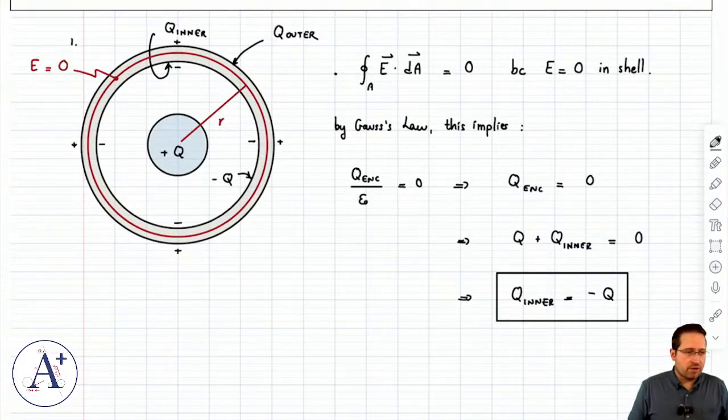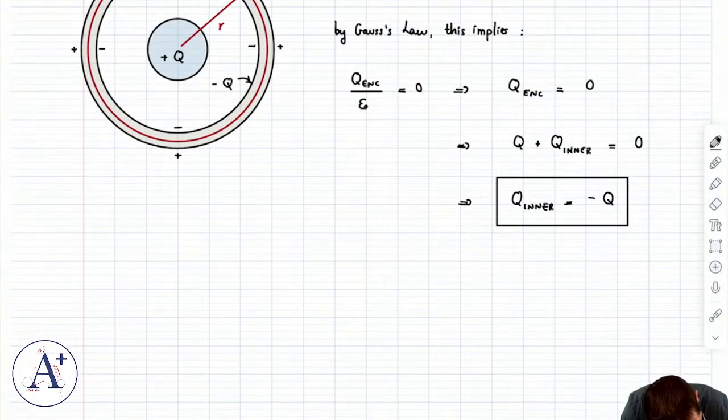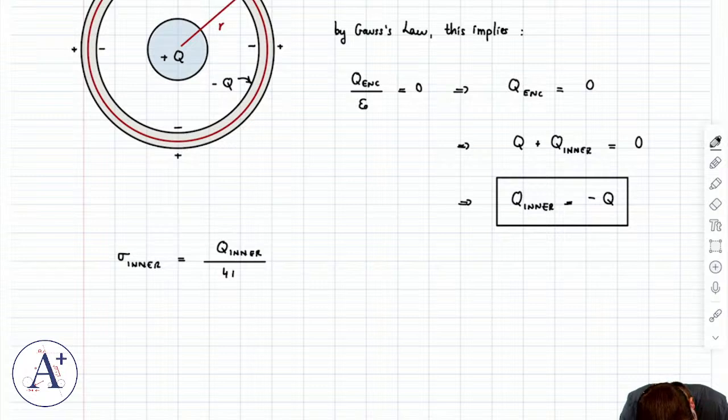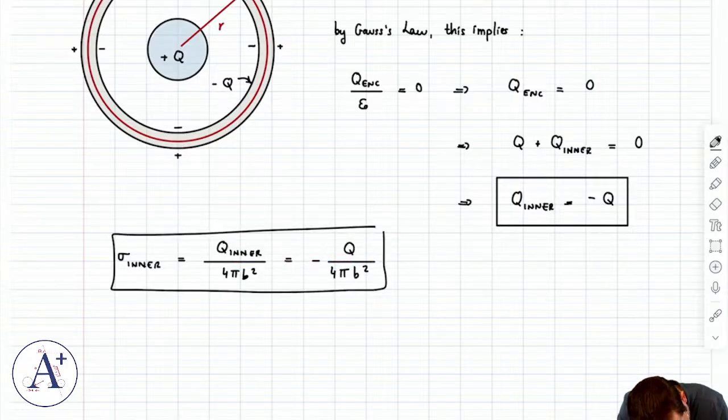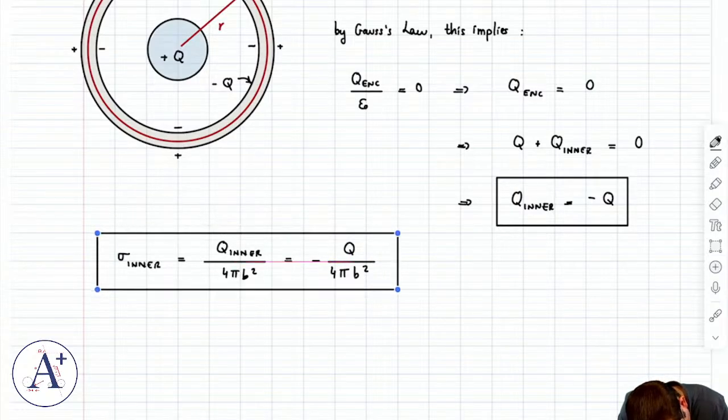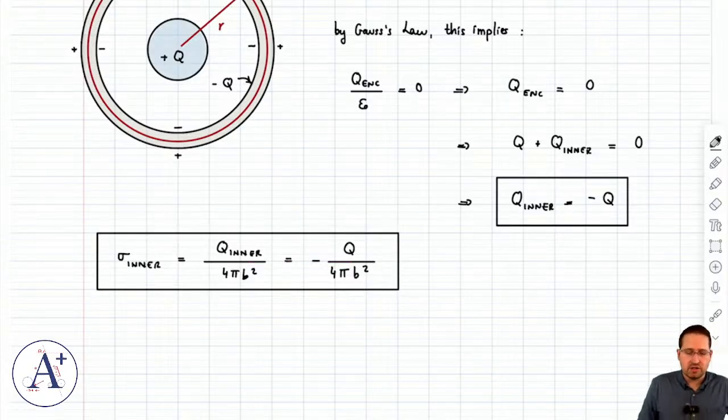Okay, so we have found Q inner. Perfect. We therefore can figure out sigma inner. Sigma inner is easy. We already wrote it up there. Sigma inner is Q inner over 4 pi b squared, which is going to be minus Q divided by 4 pi b squared. All right, we found sigma inner. And again, you typically start by finding Q inner.